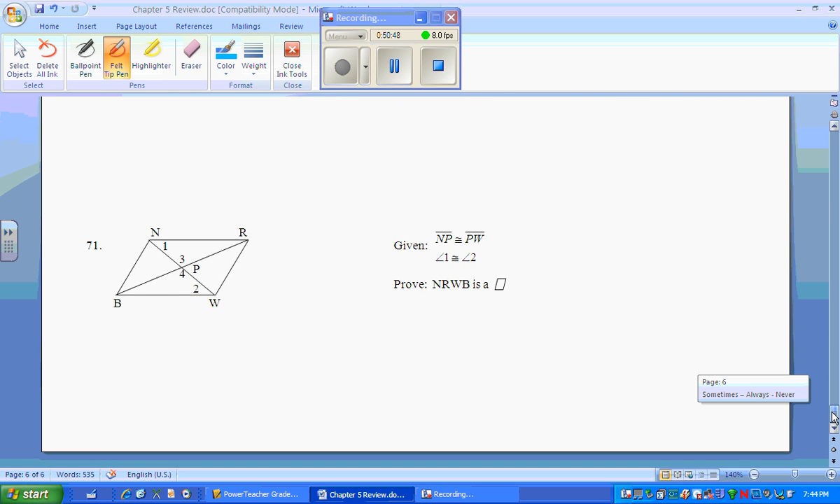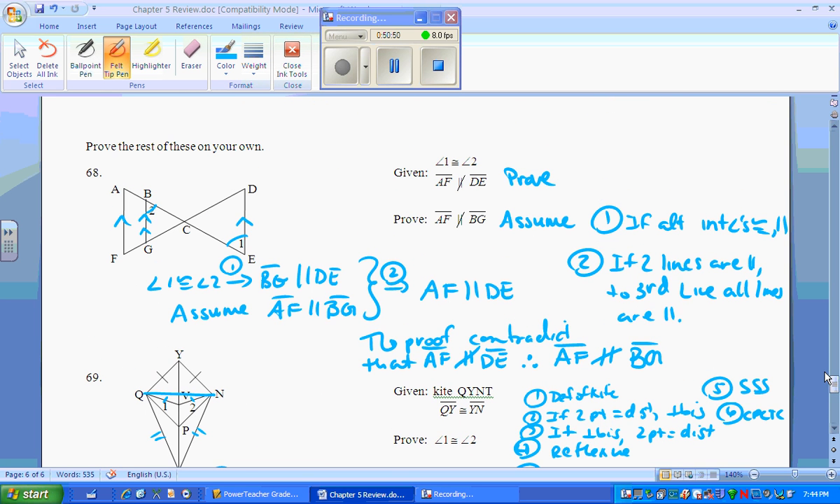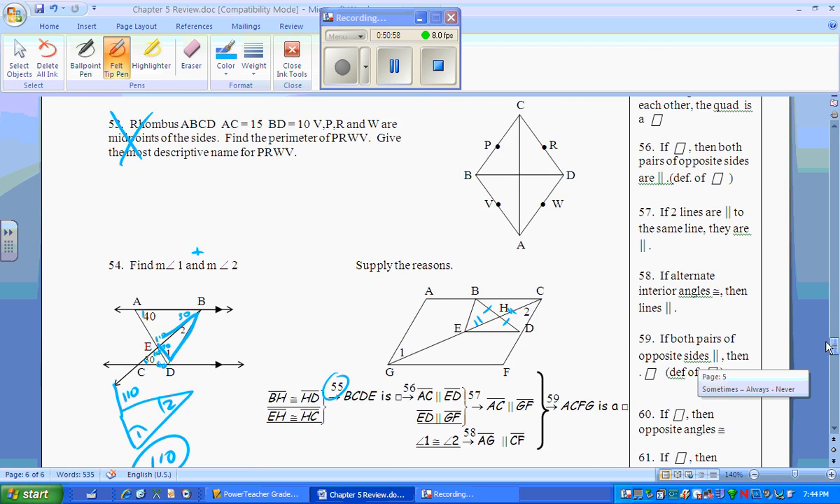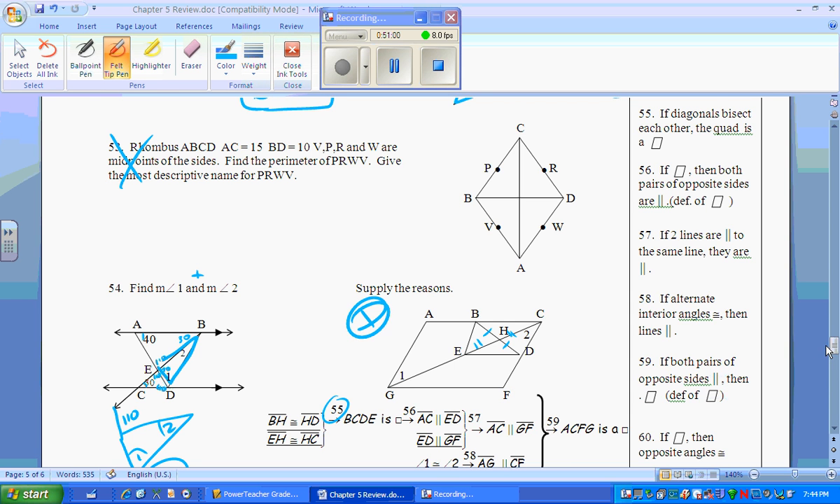Good luck to you. The other 2 proofs you don't have to do. So you know these 2 types of proofs are going to be on the test. Make sure that you know your reasons. You're going to have to supply reasonings for this.